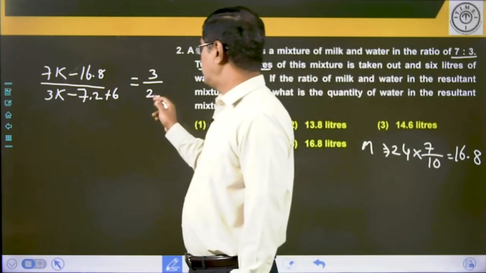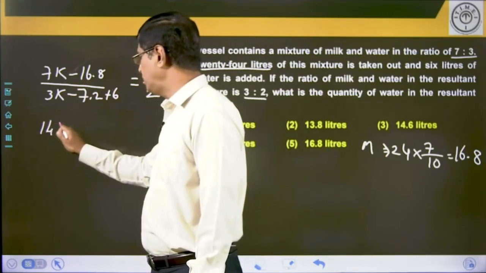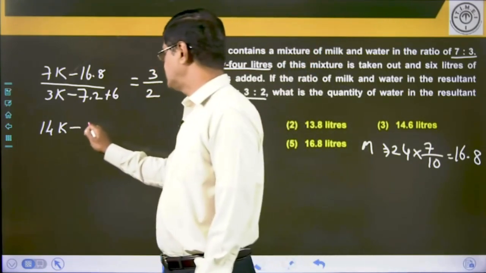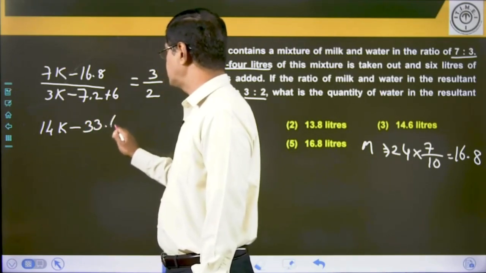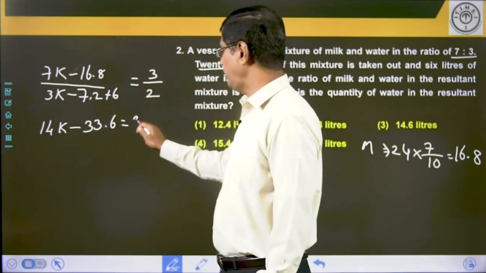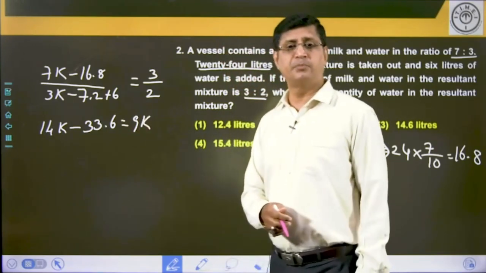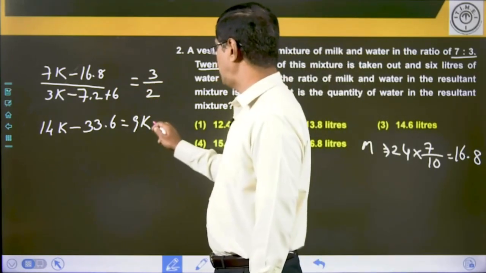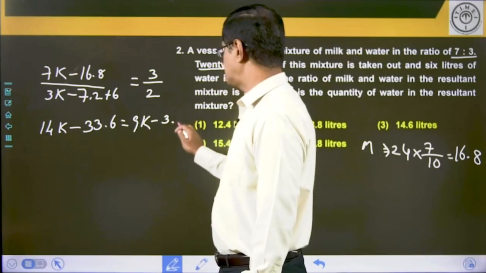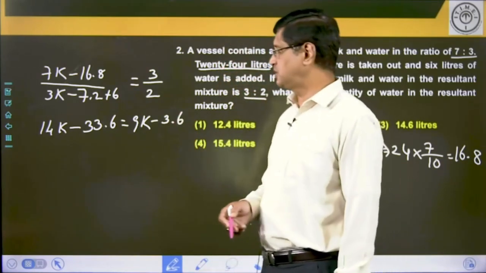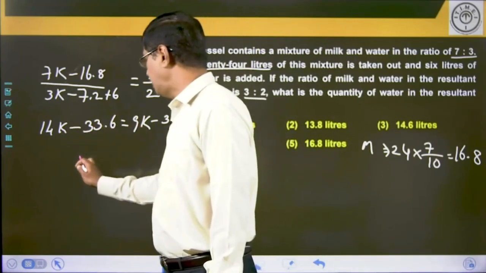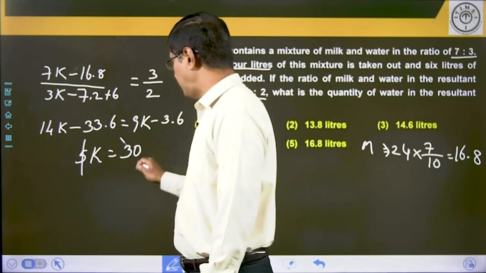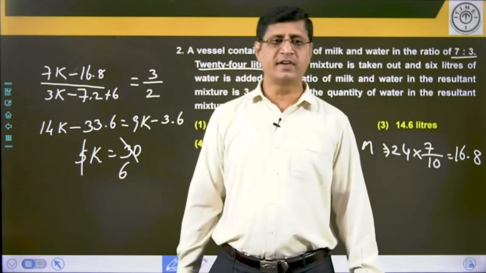Now simplify this. 2 times 7, that is 14K. 2 times 16, 32 plus 1.6, 33.6. Equal to 3 times 3K, and 7.2 and 6, the difference is 1.2. 1.2 into 3, that is 3.6. By taking variables on one side, numbers on the other side, 14K minus 9K, that is 5K. 5K is equal to 30. The value of K is 6.